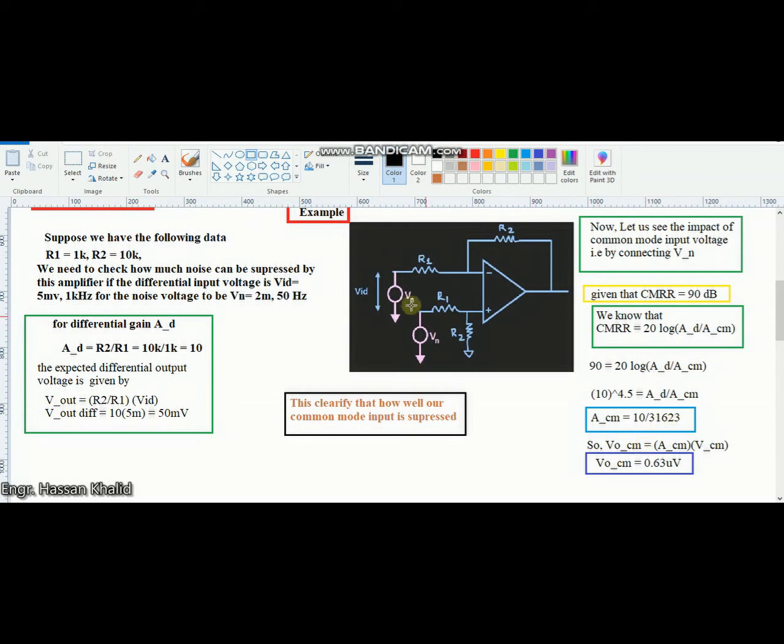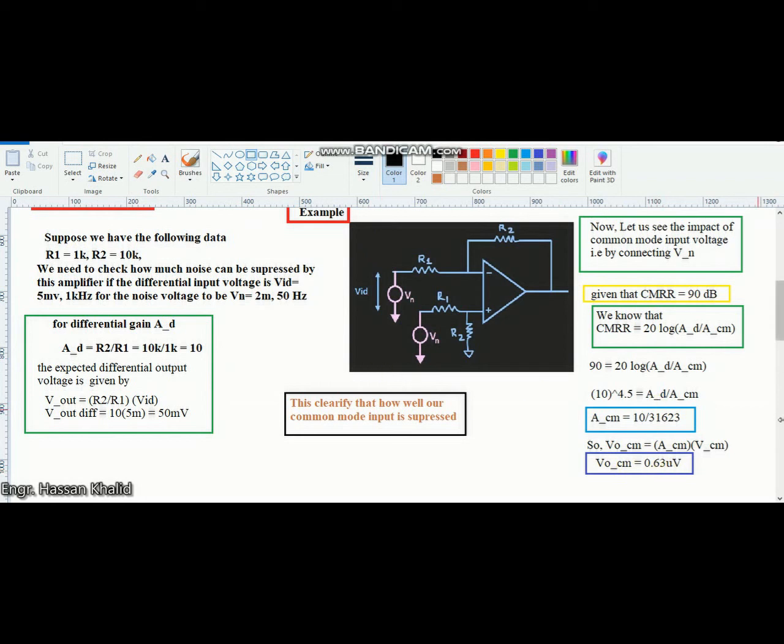31,623. So if the inputs are common, what will be the output voltage in the common mode situation? That's very simple. The output will be known as the common mode output, and it will be equal to the gain of this amplifier times the input signal, the common mode signal. In our case it is 2 millivolt, and the common mode gain is 10 divided by 31,623. If I substitute the values, it can be seen that the output voltage in the common mode situation is 0.63 microvolt.